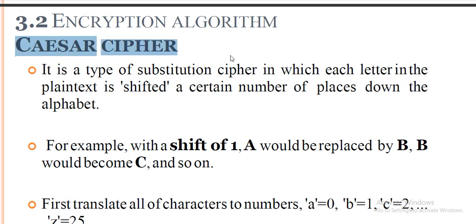The Caesar cipher is one technique of encryption algorithm. So how exactly does the Caesar cipher work? That is the thing we need to understand. Clear? So what exactly happens in the Caesar cipher? It is a substitution cipher in which each letter in the plain text is shifted a certain number of places down the alphabet. So what exactly is the meaning of that?